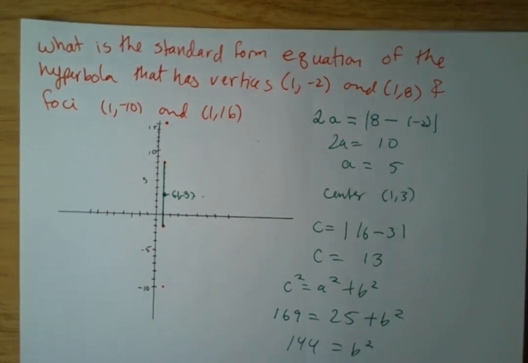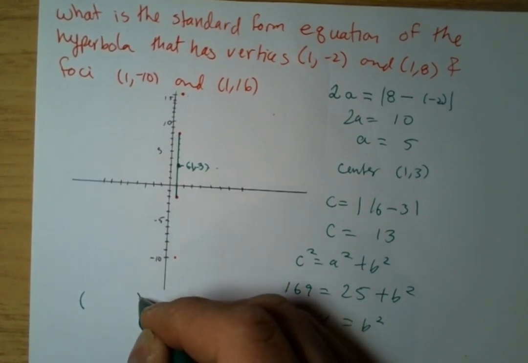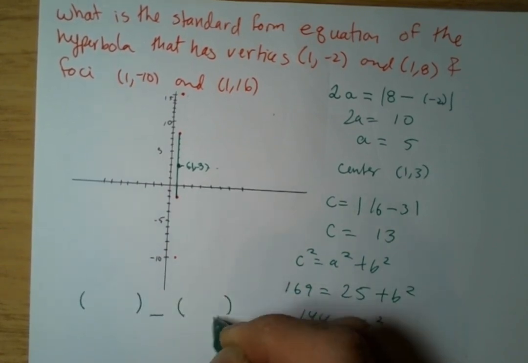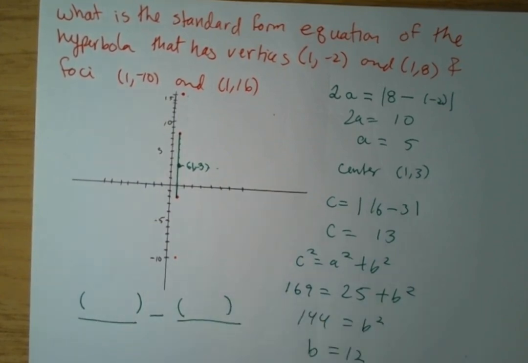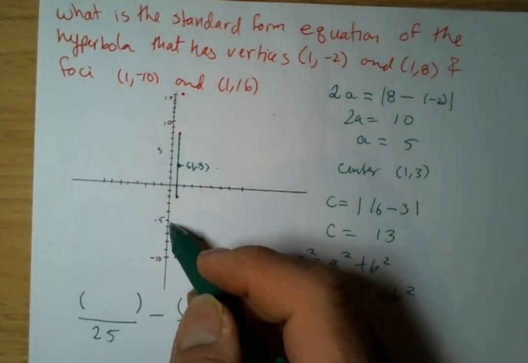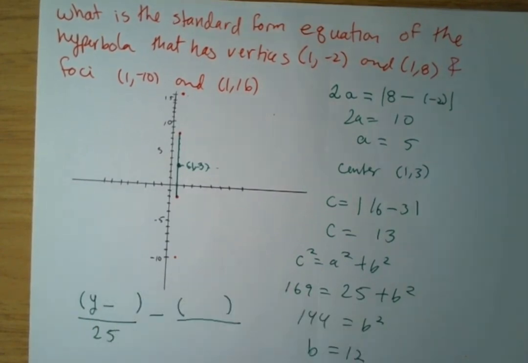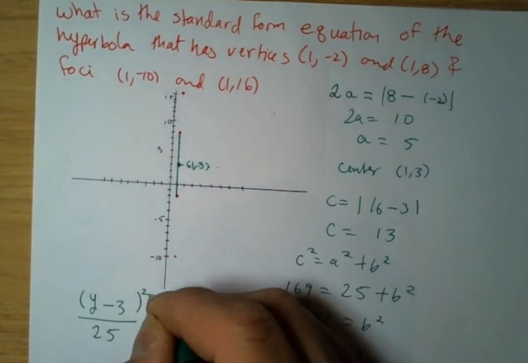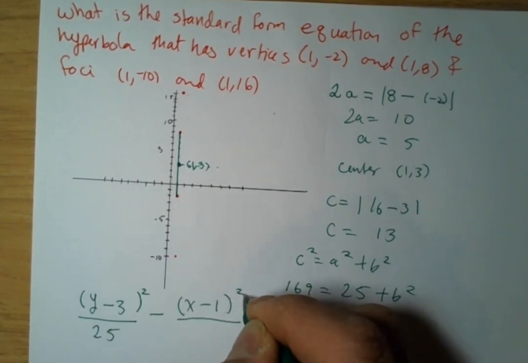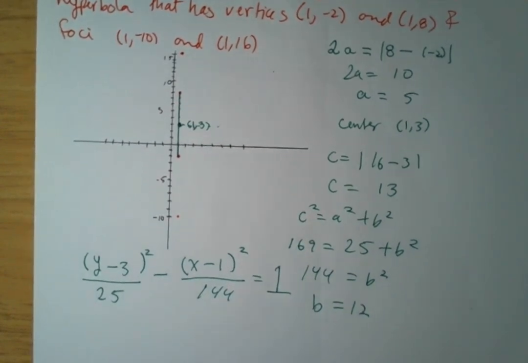Here I think we're just asked for the equation, so let's go ahead and find that here. Okay, so our value for a is 5, so 5 squared is 25, along the transverse. And since it opens vertically, we'll have (y minus 3) squared over 25, minus (x minus 1) squared over 144, 12 squared. And as always, equal to 1.